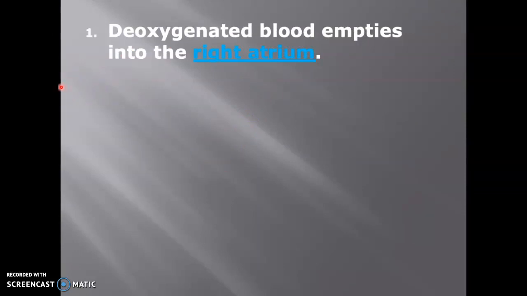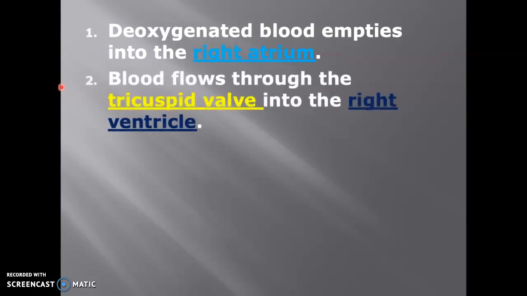So anytime that blood leaves a chamber of the heart, as we talked about before, it has to go through a valve. And the function of a valve is to prevent blood from flowing backwards. So when blood leaves the right atrium, it has to go through a valve. And the particular valve that's associated with the right atrium is called the tricuspid valve. And when blood goes through the tricuspid valve, it goes from the right atrium through the tricuspid valve into the right ventricle.